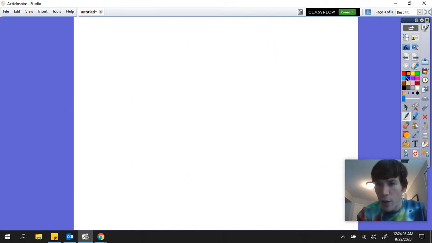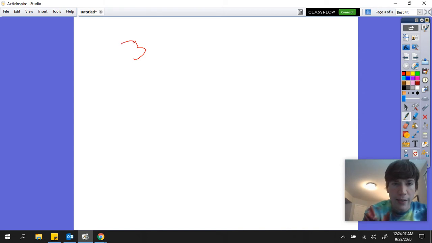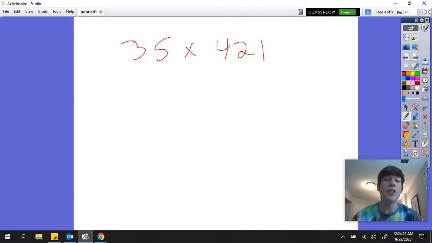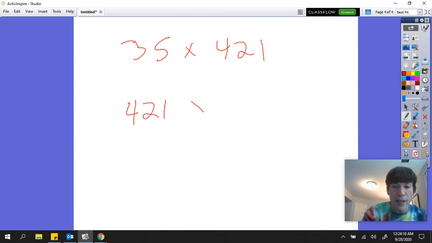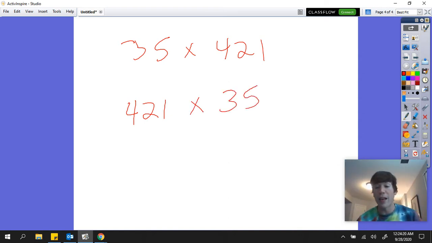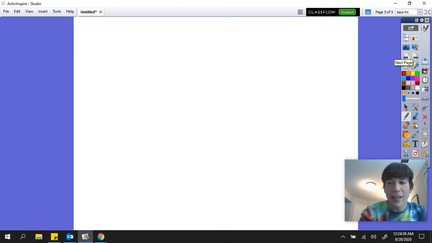Now, one thing that I want you to know about multiplication is that when we multiply 35 times 421, it's very similar to addition in that multiplication is commutative, meaning that the order doesn't matter. It's the same thing as multiplying 421 times 35. Both of those things mean the same. So if I have 35 groups of 421, or if I have 421 groups of 35, both of those mean exactly the same.